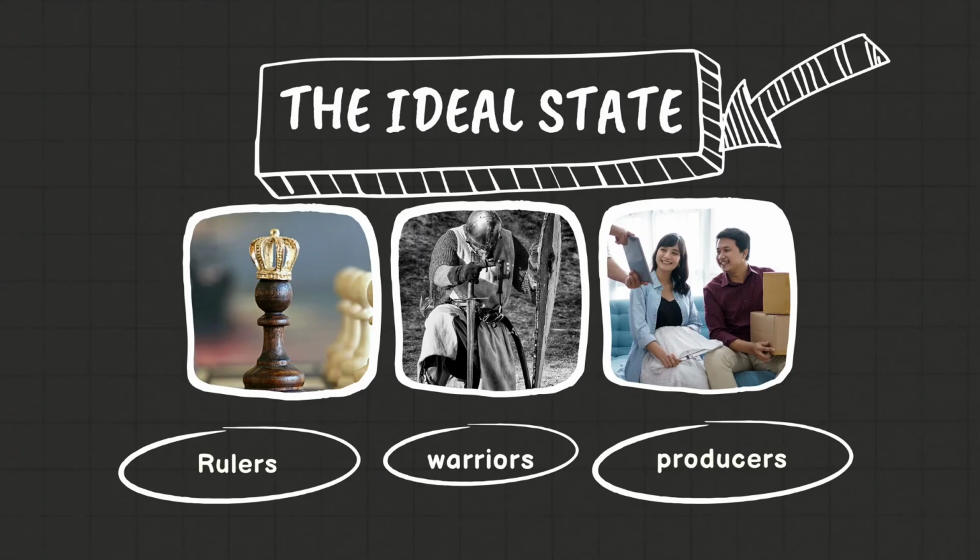Next, we are going to talk about the ideal state. Plato's vision of the ideal state, which he calls the Callipolis, is structured around three distinct classes. The first is the rulers, who are the philosopher kings. The second is the guardians, who are the warriors, and the third is the producers, who are the workers. Each class has its own role, which emphasizes the principle of specialization. Everyone should do what they are best suited for. This organization aims to ensure a just and harmonious society. So this was the concept of the ideal state in the eyes of Plato.